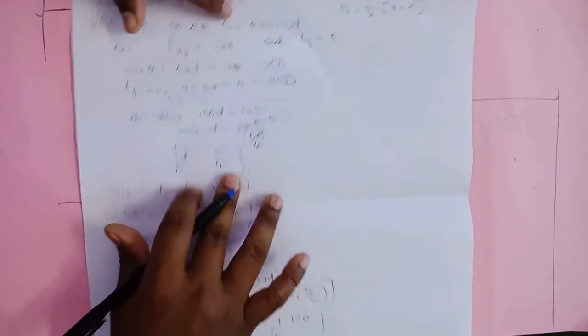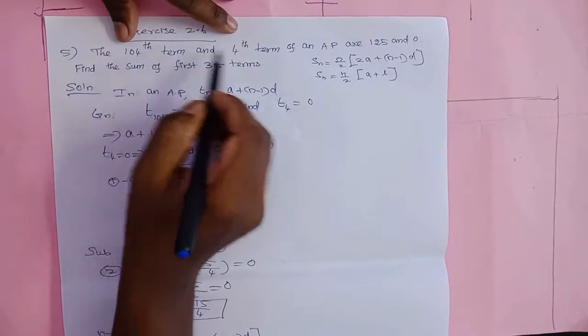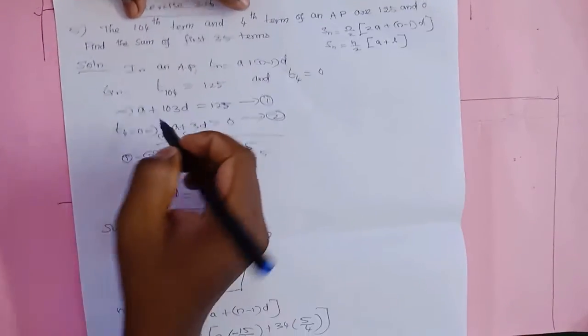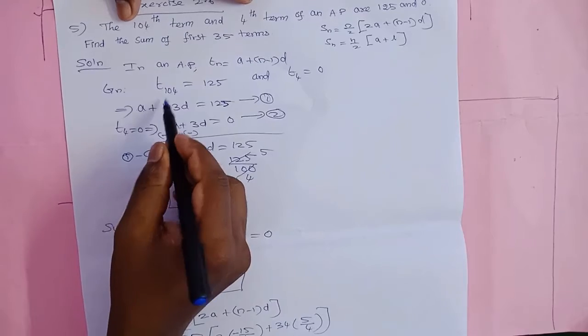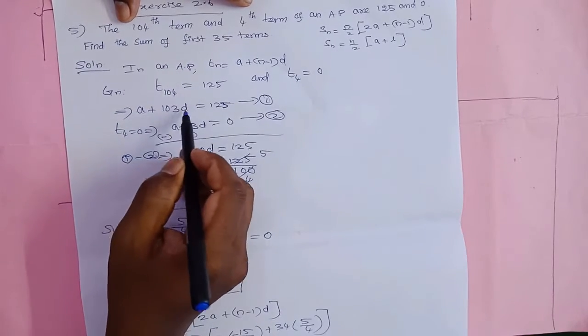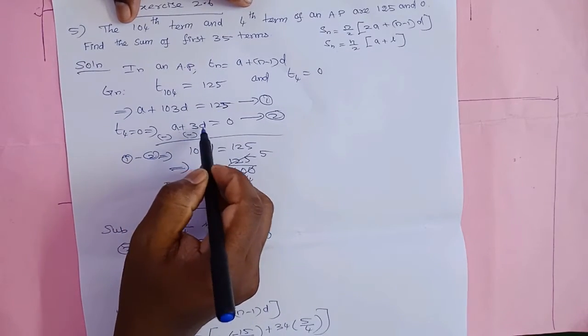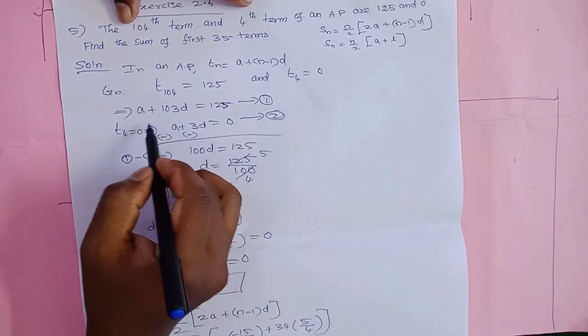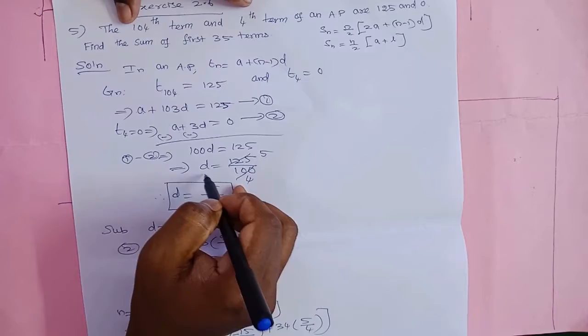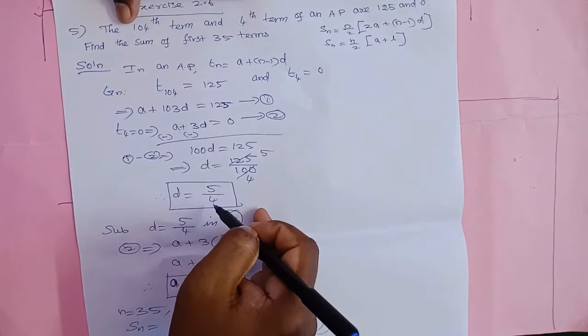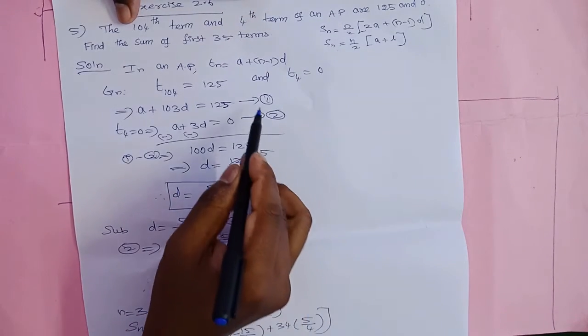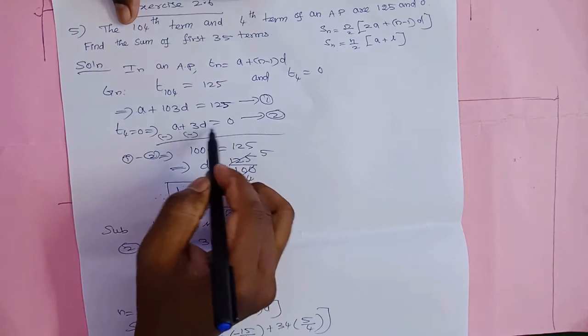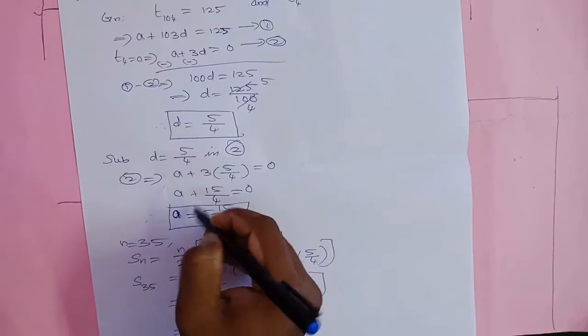So it's a very simple question. The 104th term and the 4th term are given. First, form the two equations using the formula for the nth term: A plus 103D is equal to 125, and A plus 3D is equal to 0. Solve the equations by the elimination method. A will cancel, and you will find D is equal to 5 by 4. Then substitute D is equal to 5 by 4 in equation number 1 or 2. Equation 2 is a simple equation, apply it here, and you will find the value of A.